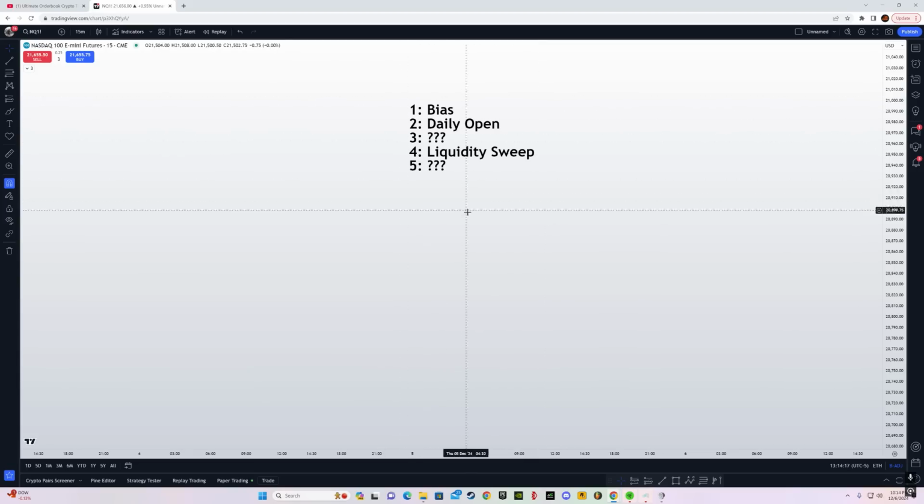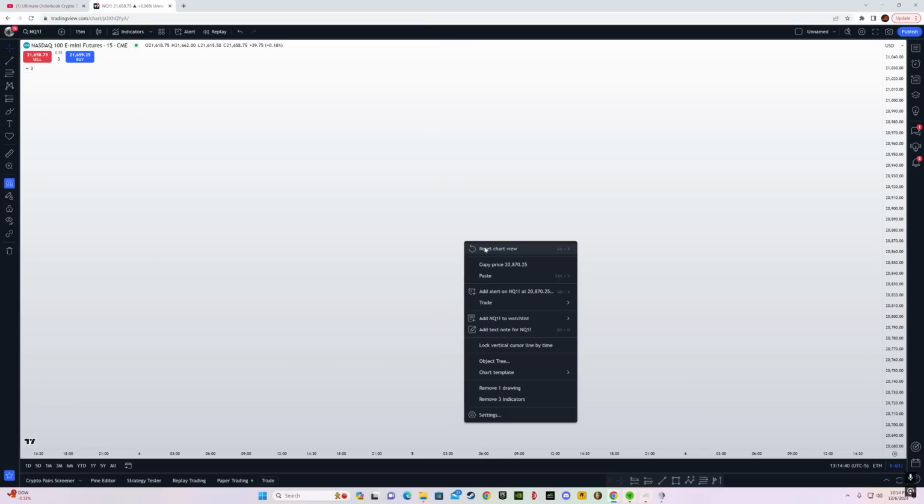So number 1 step, how do you actually identify the bias, right? So what we want to do is we want to use 2 time frames. The first time frame is the daily time frame. That's where we are going to be identifying our bias. And then we will be taking our entry on the 15-minute time frame. So let me just remove all of this and let me go here.